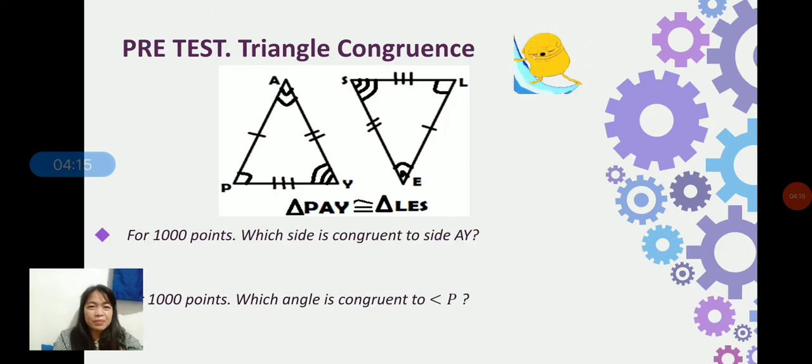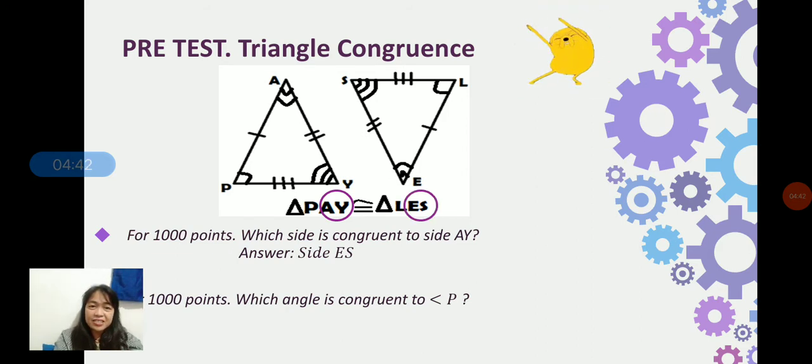Next question. Which side is congruent to side AY? We have triangle PAY congruent to triangle LES. Which one is congruent to AY? The answer will be ES. Now why? Take a look at their names. We have PAY and the other one is LES. Now AY and ES are in the same location, so they are congruent.